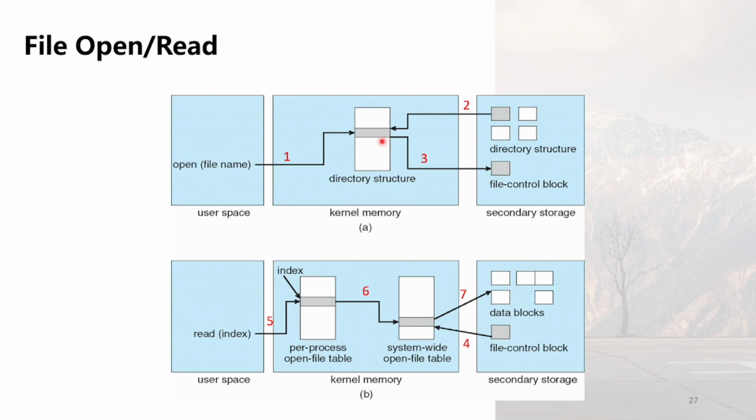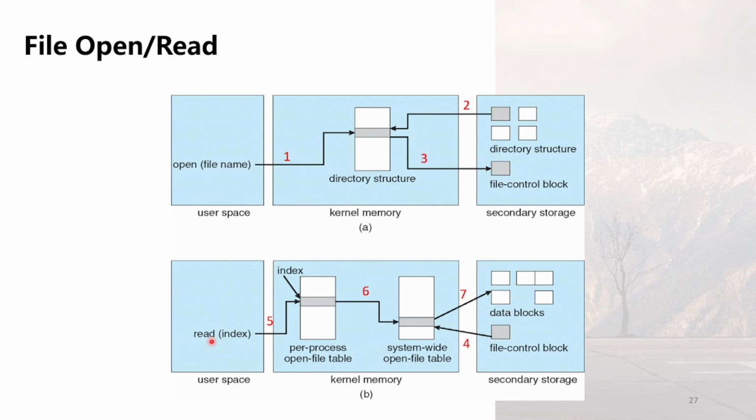After we find a desired directory structure, we obtain the corresponding file control block, FCB. This is because there are pointers in the directory that point to the location of this corresponding FCB on the disk. Finally, this FCB has to be loaded into the system-wide open file table in memory.